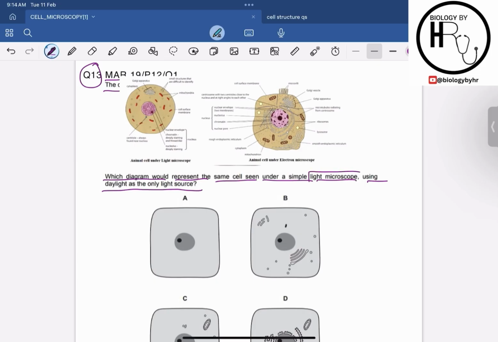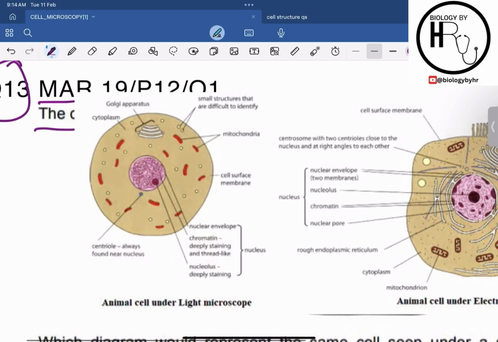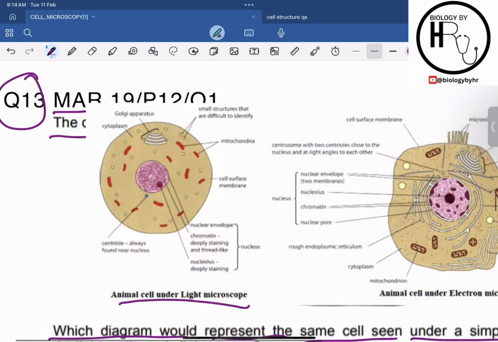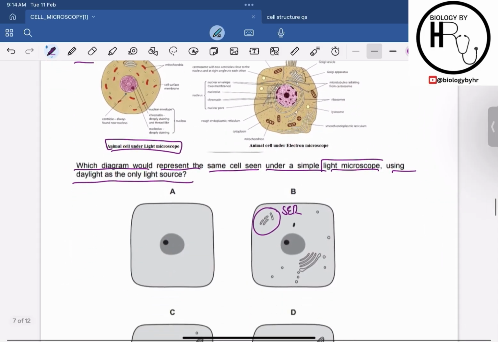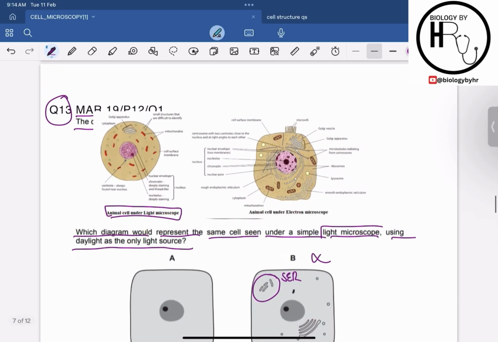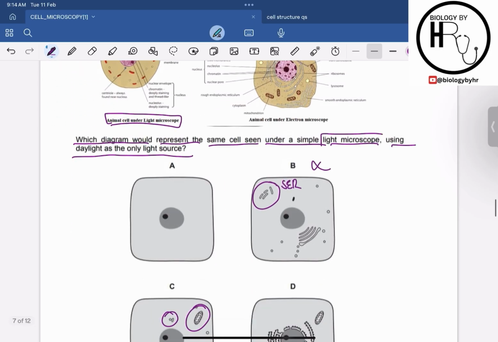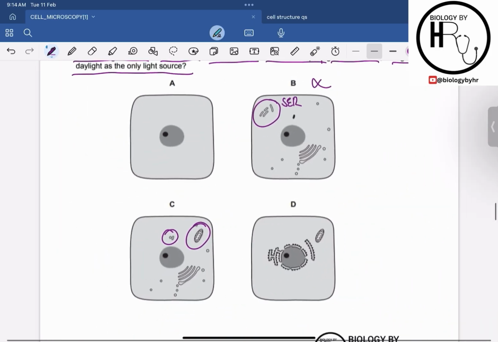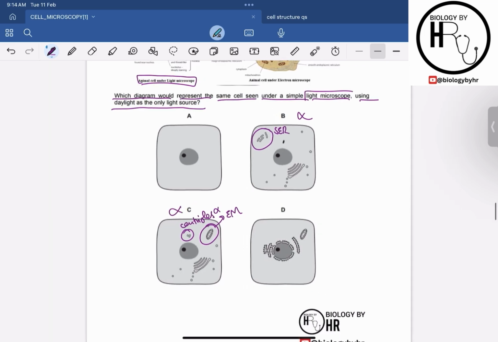In the light microscope we cannot see the smooth endoplasmic reticulum, right? If we look at this animal cell under the light microscope, we cannot see any smooth endoplasmic reticulum, so B would be incorrect. In option C, they are showing us the mitochondria and the centrioles. The ultrastructure of the mitochondria is seen with the electron microscope and not the light microscope, and centrioles also cannot be seen with the light microscope, hence option C is also incorrect.